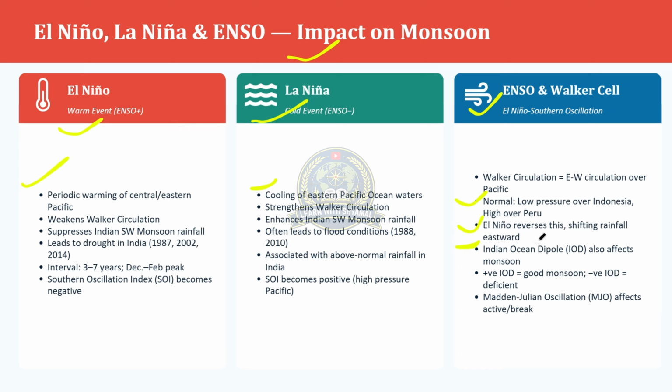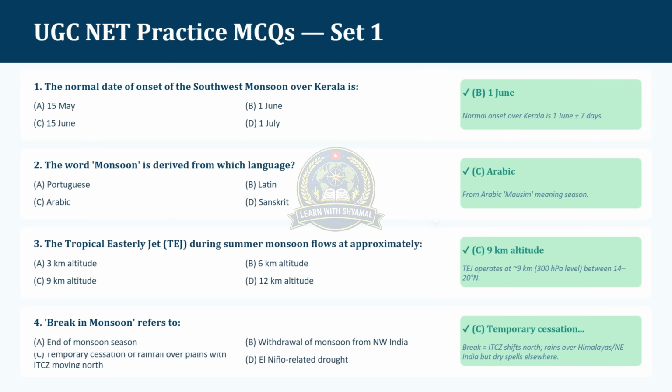Indian Ocean Dipole, IOD, also affects monsoon. Positive IOD means good monsoon, and negative IOD means deficit. Madden-Julian oscillation, MJO, affects active and break spells. Okay, these are some practice questions for the NET examination.